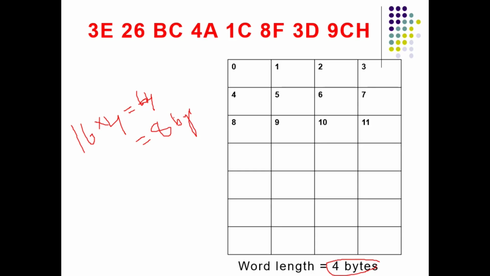Let us identify the bytes. So first 8 bit, least significant byte, next 1 byte, next byte, next byte. This is the last byte, which is 3E.